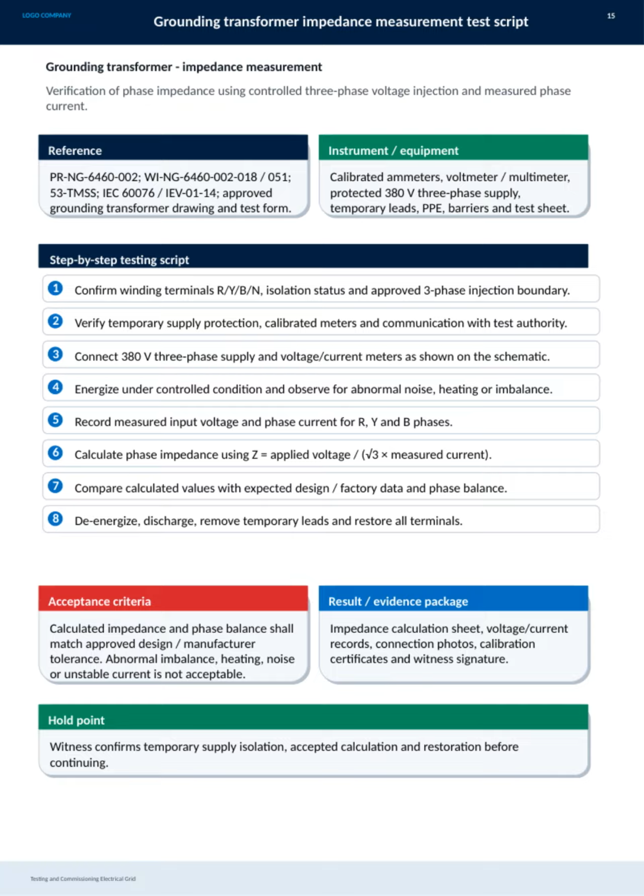Then we connect the supply and measuring instruments as per the schematic, energize under controlled conditions, and observe for any abnormal noise, heating, or imbalance. We record the input voltage and phase currents, calculate the phase impedance using the formula Z equals the applied voltage divided by the square root of 3 times the measured current, and compare these values with the approved design or factory data to check for balance.